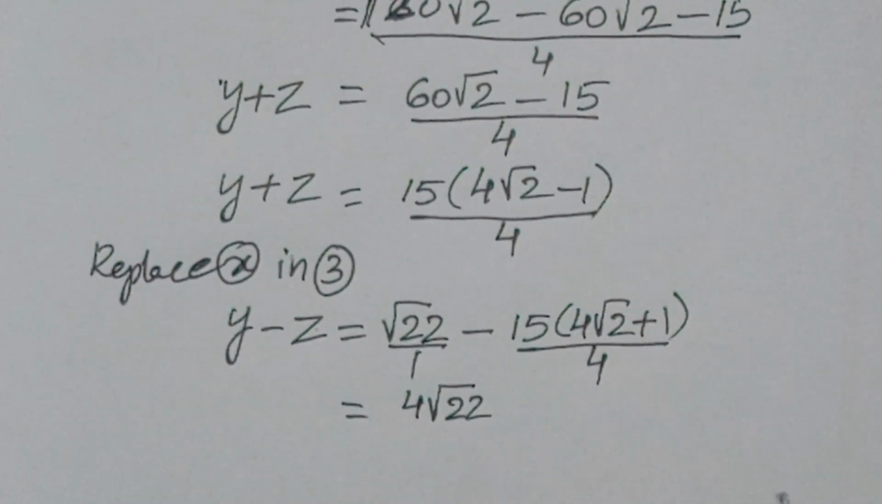So here x is equal to, you can take 15 common, 15 into 4 root 2 plus 1 by 2. This is the 2x value. x is equal to 15 into 4 root 2 plus 1 by 4. Here 2 2's are 4, you'll get.